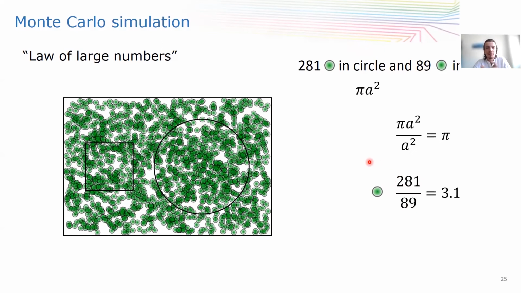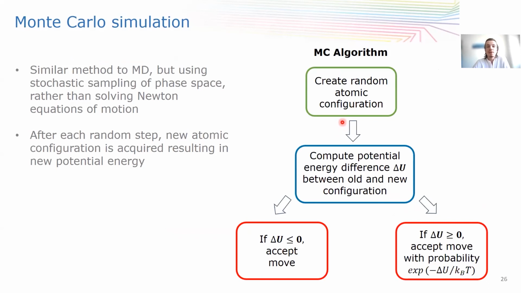So it's taking some random steps, unlike molecular dynamics. So what is it exactly, and what does the Monte Carlo algorithm look like? It's a similar method to molecular dynamics, but it uses stochastic sampling of the phase space rather than solving the Newton equations of motion. After each random step, a new atomic configuration is acquired, resulting in a new potential energy.